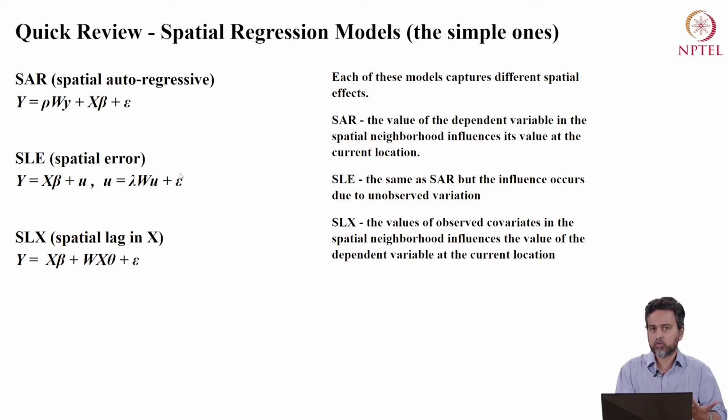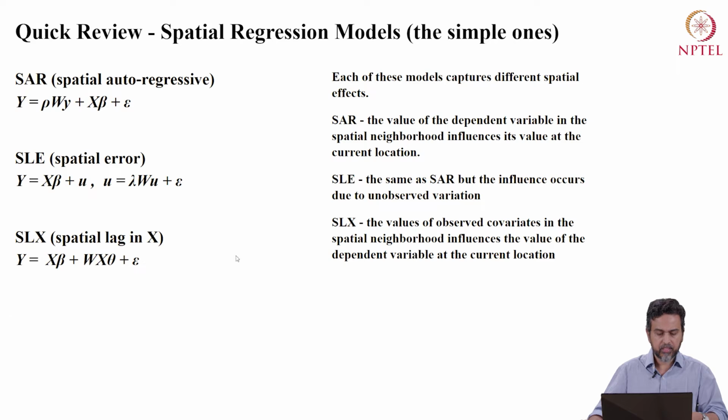We don't know the source of this, so we do believe that the groundwater levels are spatially autocorrelated, but we don't know why. And we don't include any variables in our regression model to capture that. So it's going to sit in the error term, and if that's our belief about the process, then this model is most appropriate.